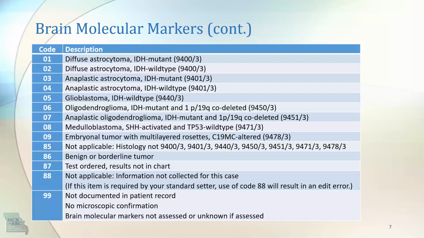Example 3, MRI of brain tumor, clinical diagnosis, glioblastoma. No further workup, code 99. Example 4, biopsy of brain tumor, microscopic confirmation diagnosis, mixed glioma 9382/3, code 85, not applicable.